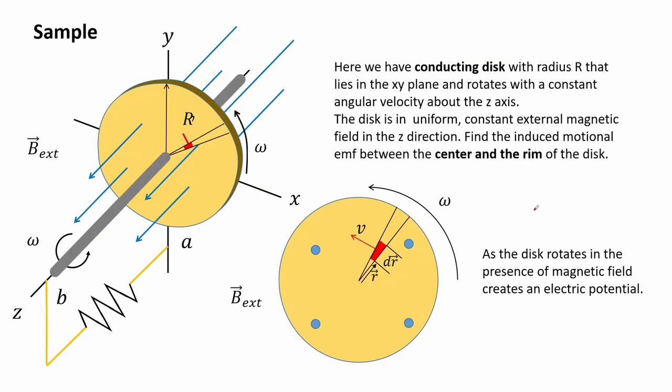Here we have a conducting disk with radius r that lies in the xy plane and rotates with a constant angular velocity about the z-axis. The disk is in a uniform, constant external magnetic field in the z direction. Find the induced motional EMF between the center and the rim of the disk. As the disk rotates in the presence of a magnetic field, it creates an electric potential.